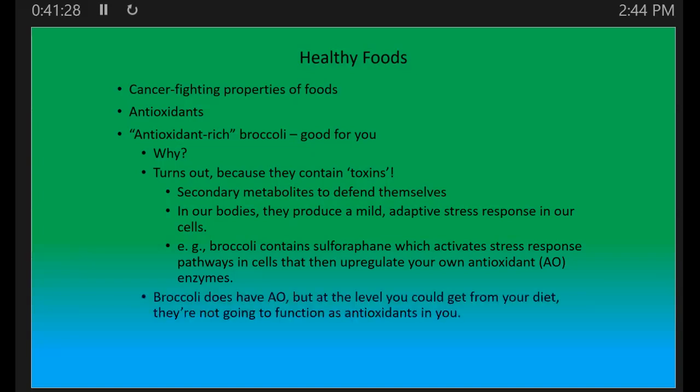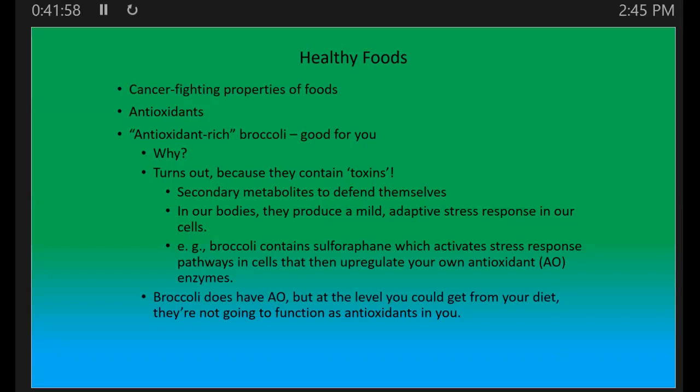It's an indirect thing going on. So yes, broccoli does have antioxidants. Certainly, you can do an antioxidant profile on broccoli in a biochemistry class. And yes, it has antioxidants, but you'd have to eat a lot of broccoli to get the antioxidant benefit. Basically, when you eat broccoli as a normal person, what it's doing is giving you an adaptive stress response.